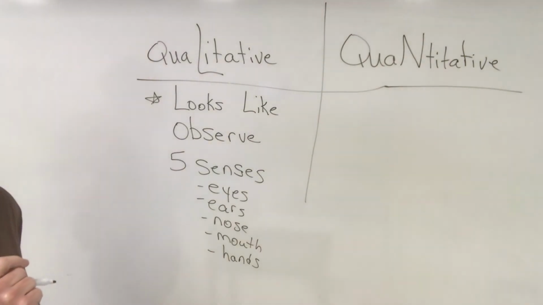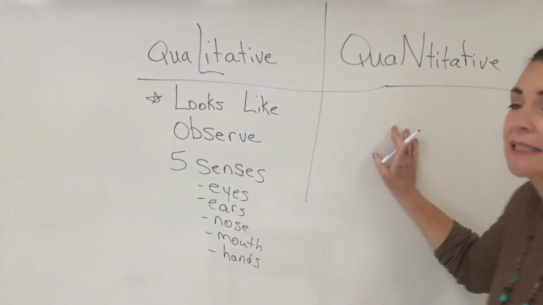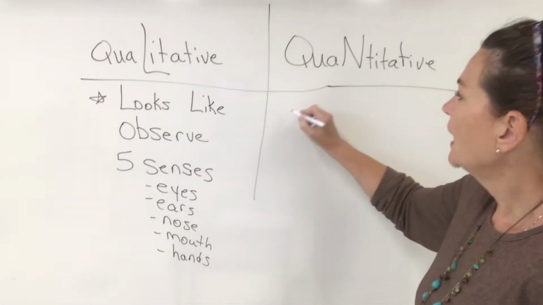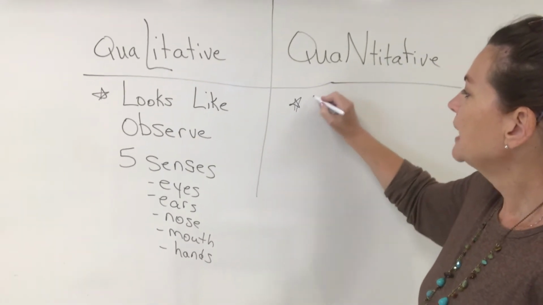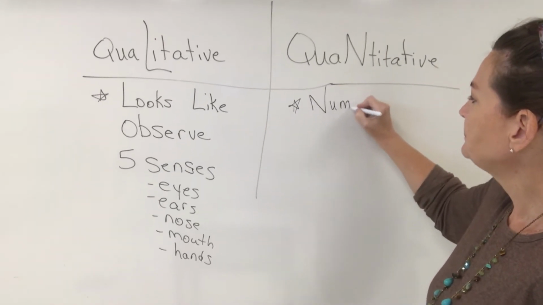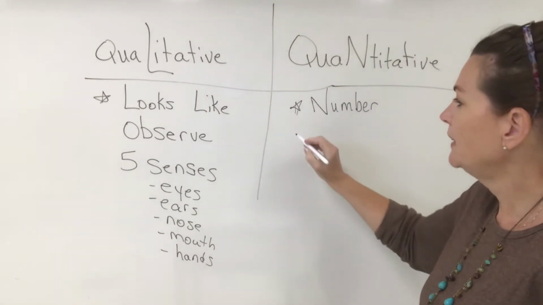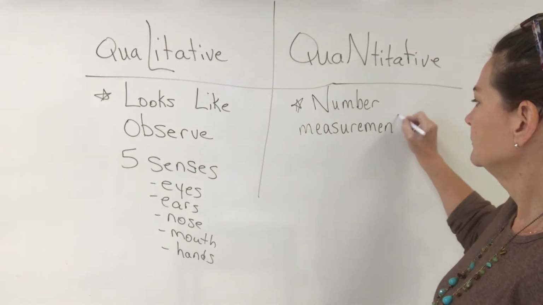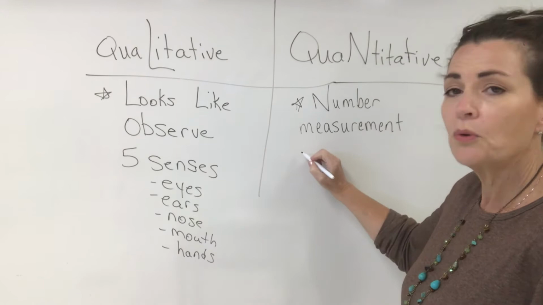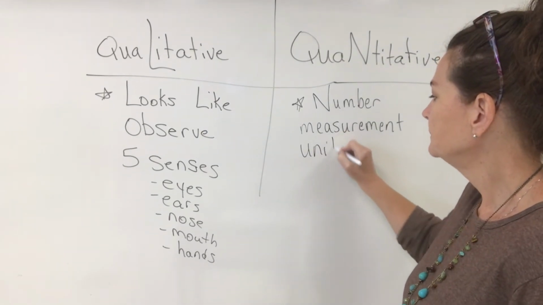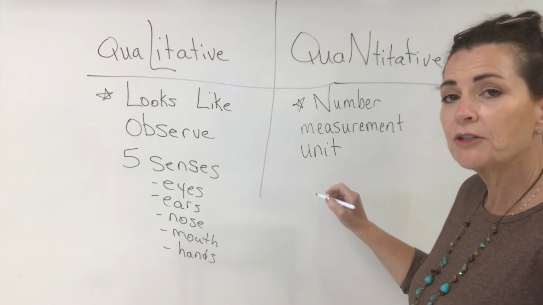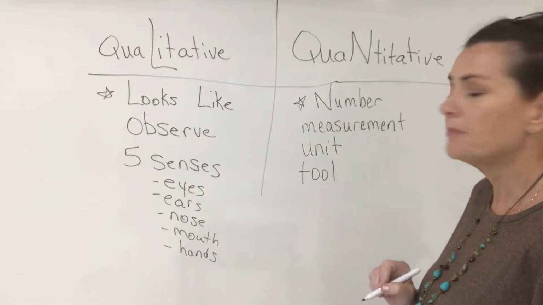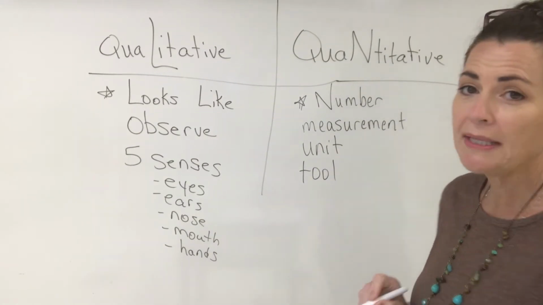Now let's talk about quantitative. All right, quantitative data, the N is really large because that gives me a hint that quantitative data has some kind of number. There's a number involved, and that's because it is a measurement. And when you measure something, you always include a unit. And when you measure something, you have to have a type of tool, something that will give you the answer. So that's qualitative and quantitative.